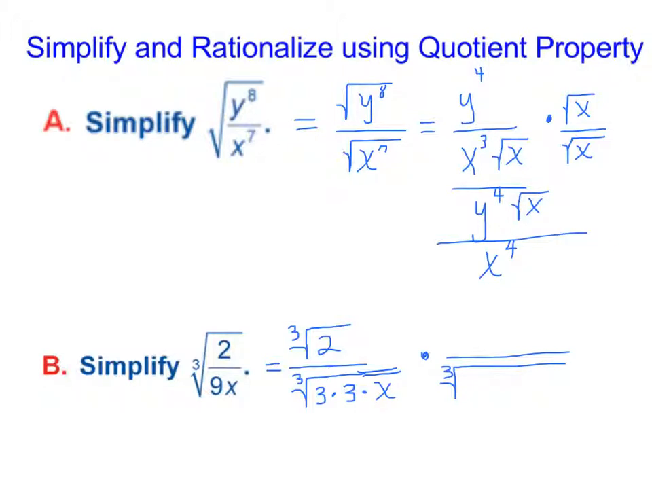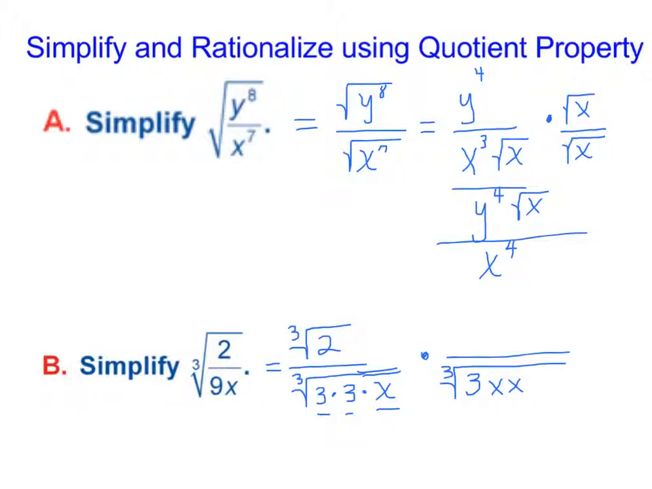So think about this. You have 1, 2, 3s, so I need another one. That would be 3 3s if I multiplied it together. I have 1x, so I need 2 more. So that when I do multiply it, I'm going to end up with 3x. No cube root, just 3x.